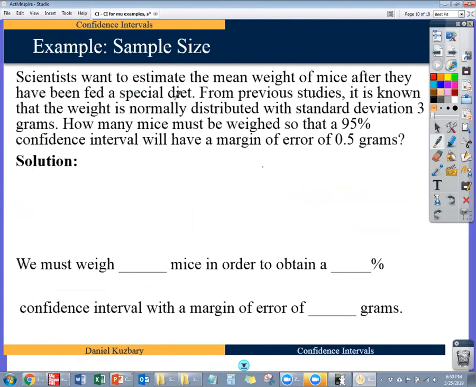Scientists want to estimate the mean weight of mice after they've been fed a special diet. From previous studies, it is known that the weight is normally distributed with a standard deviation of 3 grams. So sigma is equal to 3. How many mice must be weighed so that a 95% confidence interval will have a margin of error of 0.5 grams? And my alpha is going to be equal to 0.05.